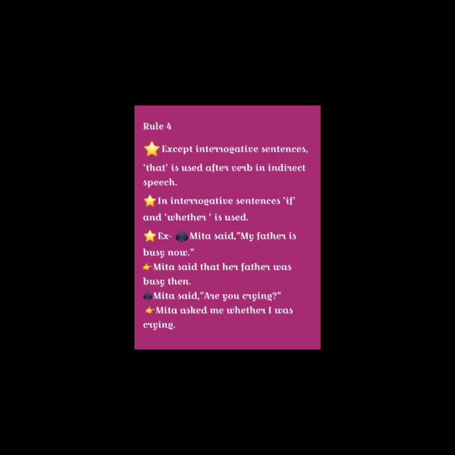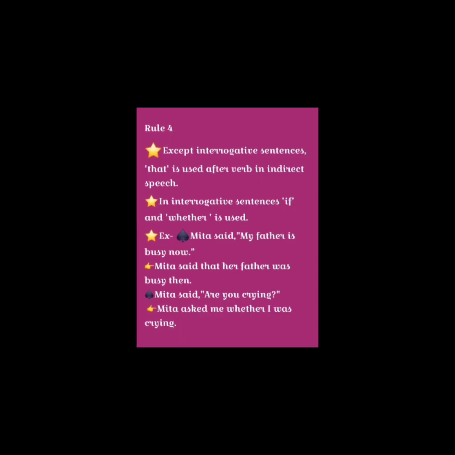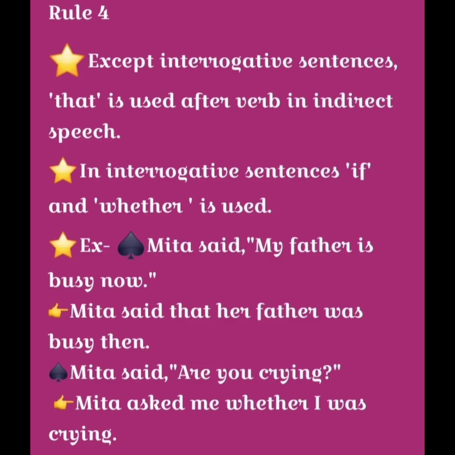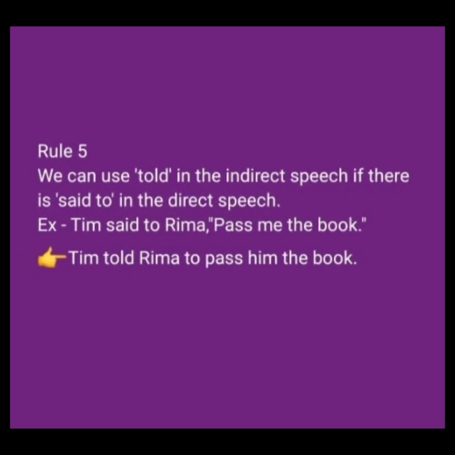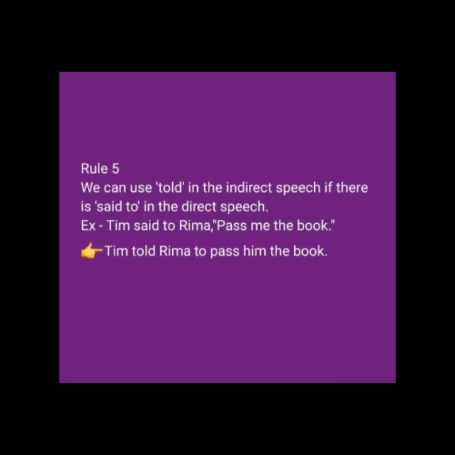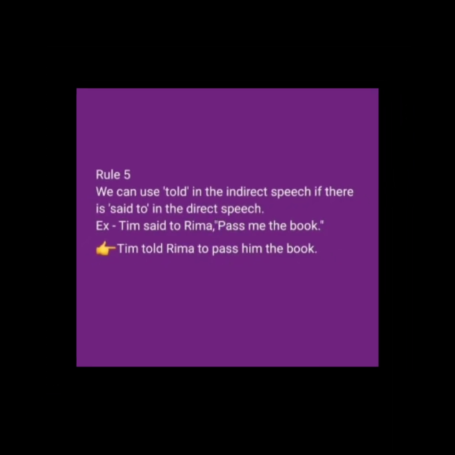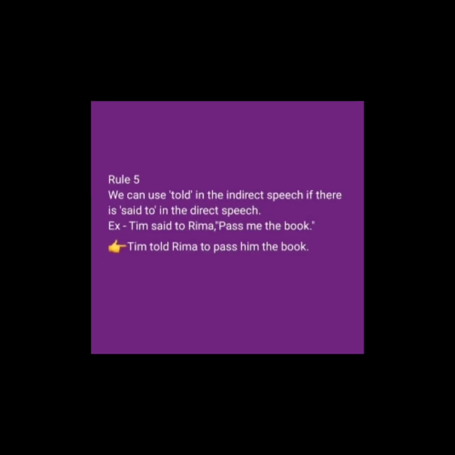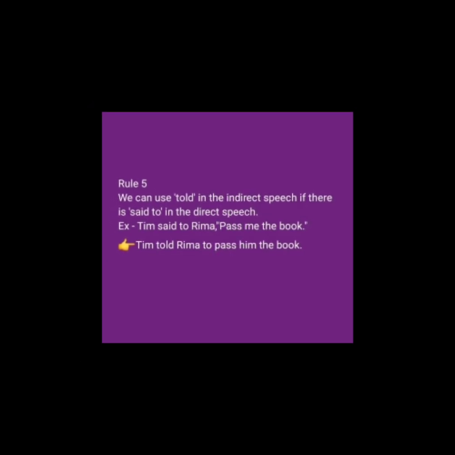Rule number 5: we can use "told" in the indirect speech if there is "said to" in the direct speech. Example, Tim said to Rima, "Pass me the book." Tim told Rima to pass him the book. Here, instead of "said that", we have used "told".